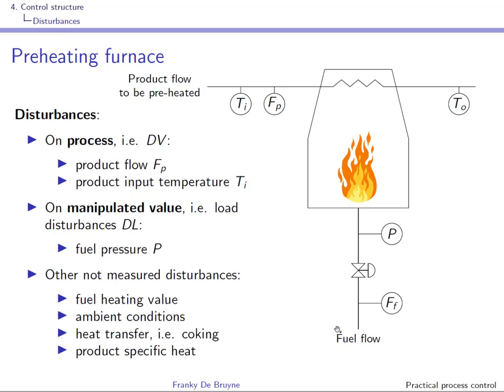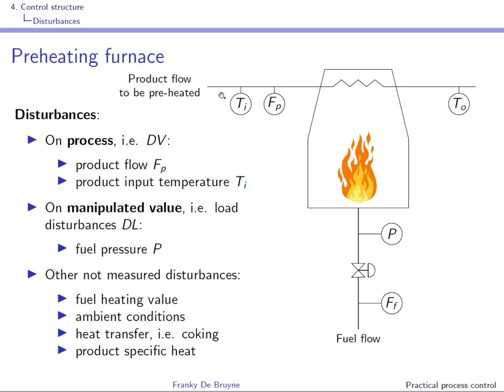If the fuel heating value is changing or varying, then the heat energy that is being produced inside the furnace will vary as well. Changes in the ambient conditions could also lead to more or less heating losses in the preheating furnace and thereby influence the output temperature. The heat transfer could be affected by coking on the tubes inside the preheating furnace, so that more or less heating energy is transferred to the product, affecting the output temperature.